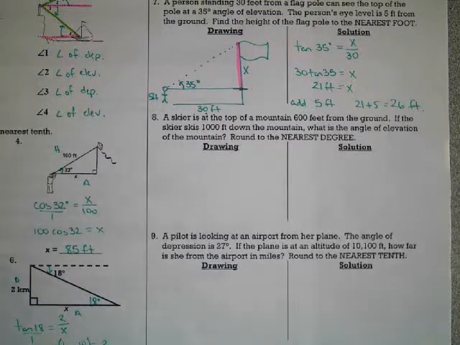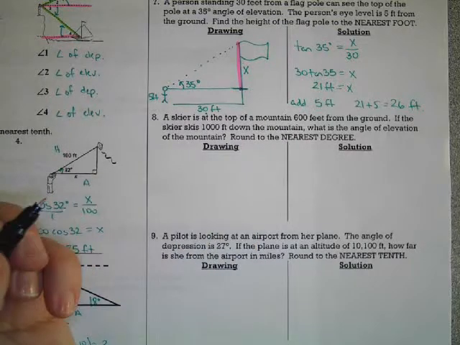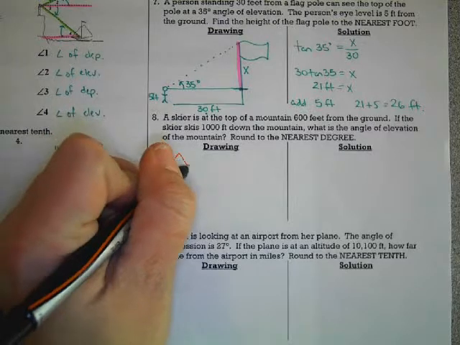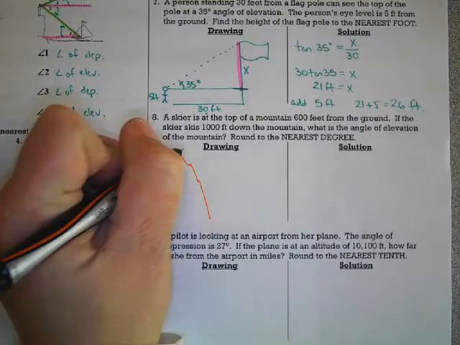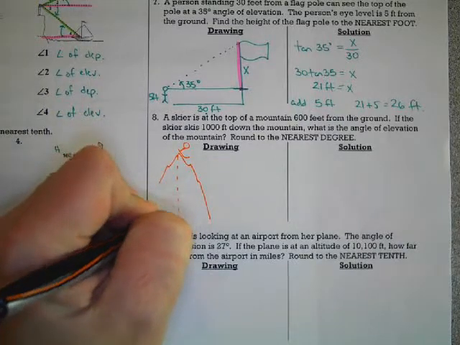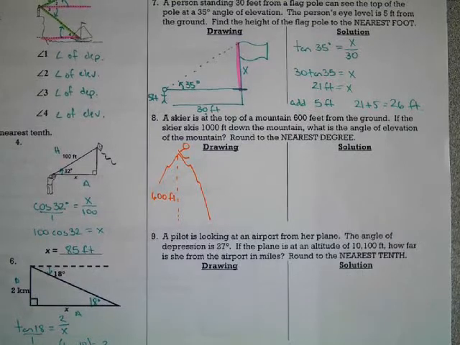And we're back to our angles of elevation and depression answer key for problems 8 and 9. So if we have a skier at the top of a mountain that's 600 feet from the ground. So we have our skier on top of the mountain, 600 feet from the ground. That would represent a height.